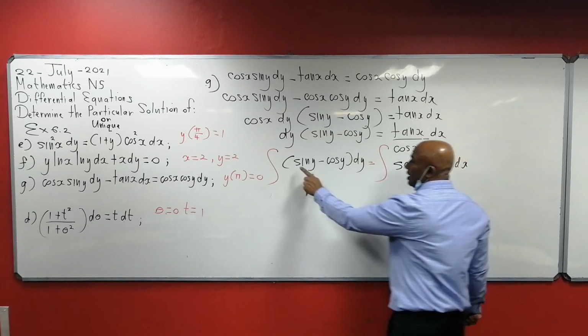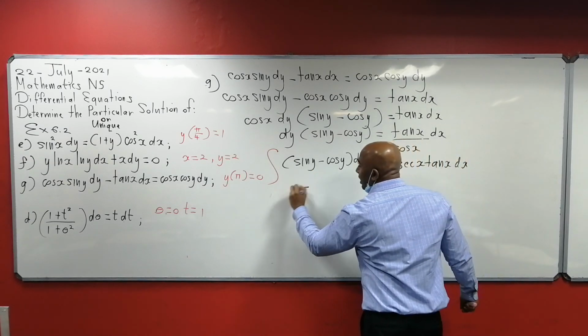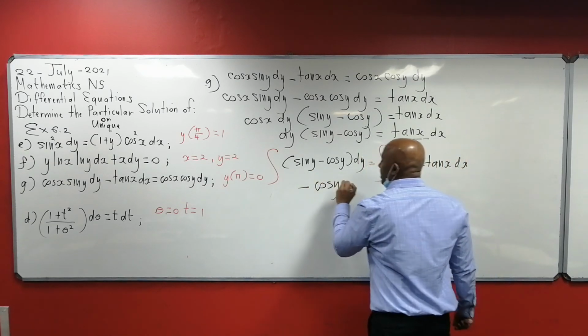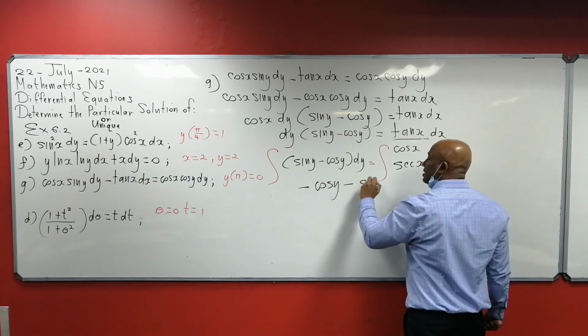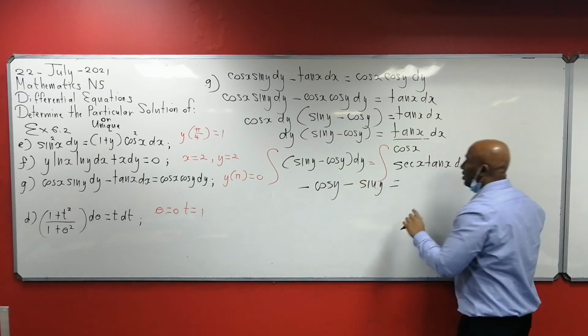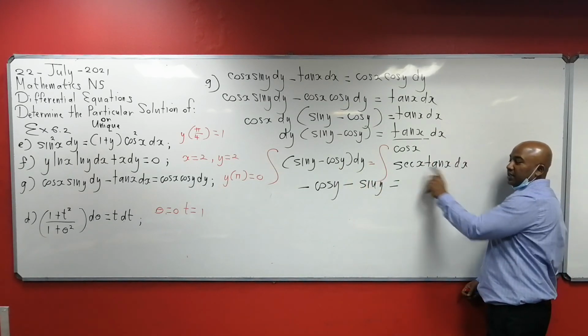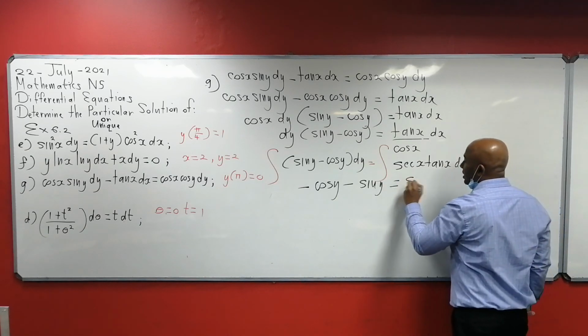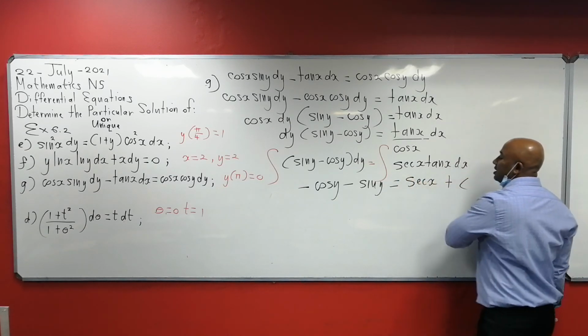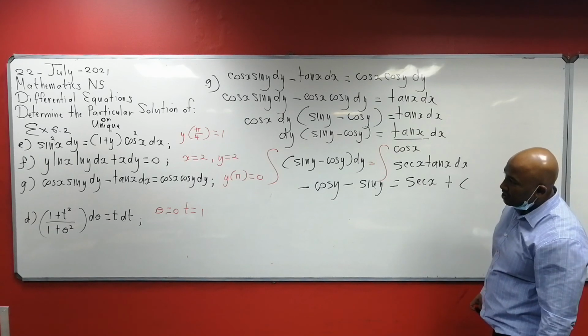You can see that. Integrate sine, you get minus cos y. Integrate cos, it's just sine. Now, what did you differentiate that gave you sec tan? Sec. So that will be sec x plus c. That is your general solution.